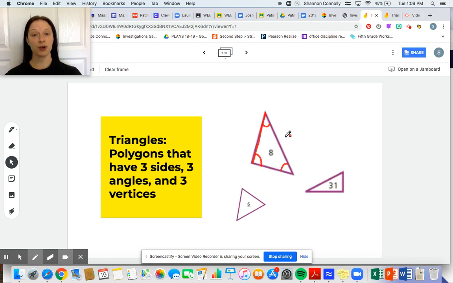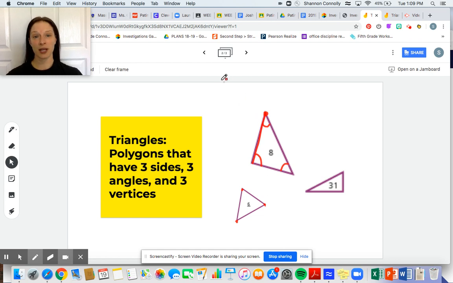And then 3 vertices. So vertices is the plural word for the word vertex. So a vertex is the point where 2 lines meet. Okay, I'm going to draw it on this one so that we can see. So that is a vertex, this is a vertex, and that is a vertex, the point where the lines meet. Since there's more than one vertex, we say vertices, and in each triangle, there would be 3 vertices. Okay, so that's what makes a triangle a triangle. I'm pretty sure that you feel comfortable with that because we learned it a long time ago.